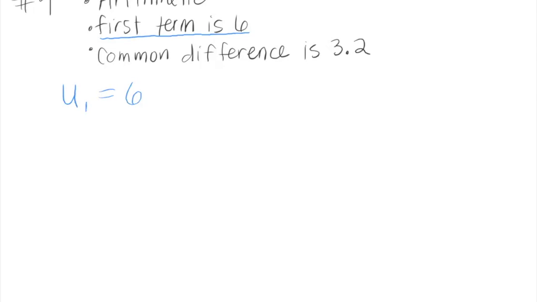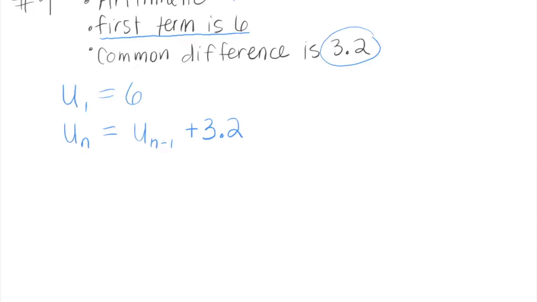Then we're going to describe the pattern, and we always use a U sub n. That means we could find any term, U sub n, if we know the term before it, and the term before it would be 1 before it, so n minus 1. And since the common difference is 3.2, notice that's a positive 3.2, then I'm going to be adding 3.2 every time. We know that arithmetic sequences are always adding or subtracting.